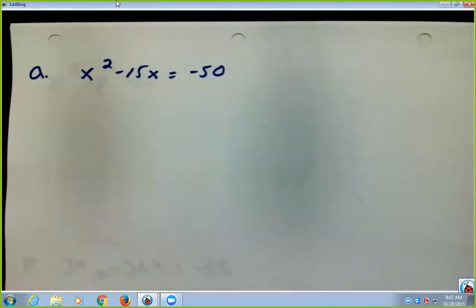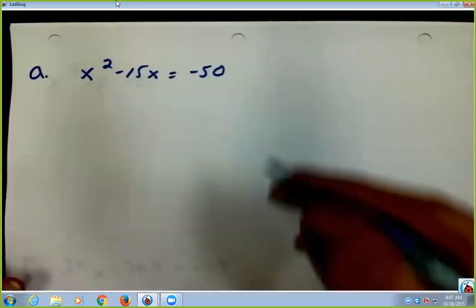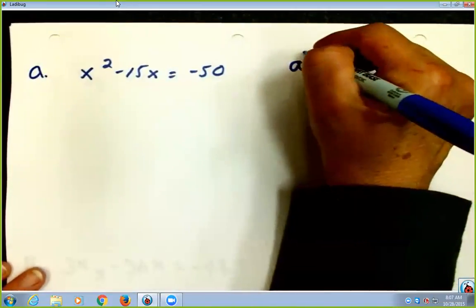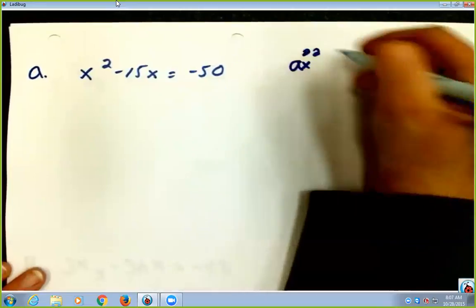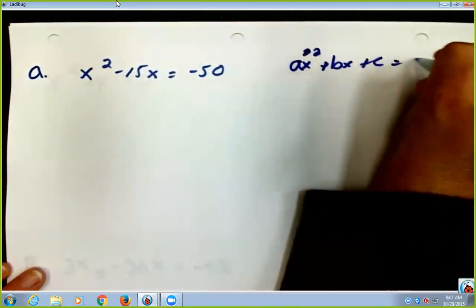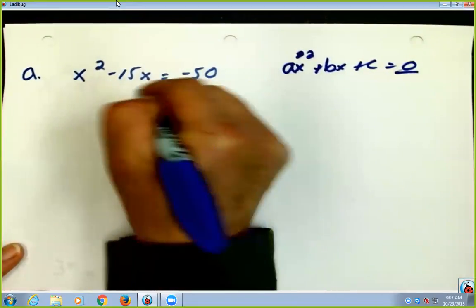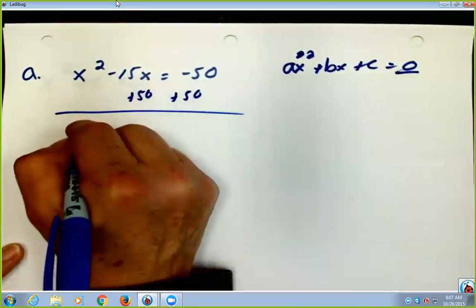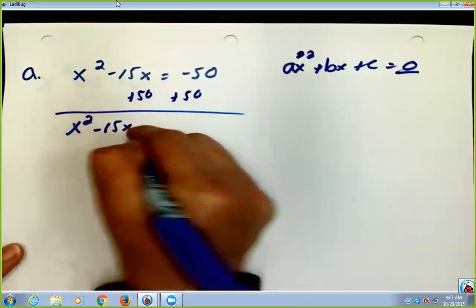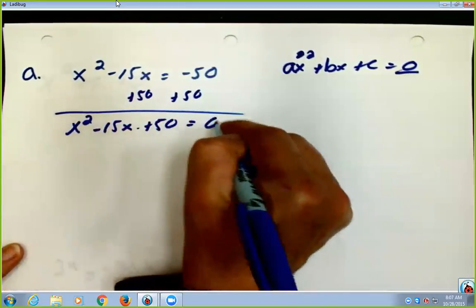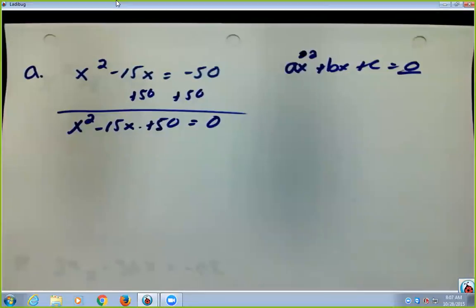So if this were my first one, is it set equal to 0? You need to get it in that standard form of ax squared plus bx plus c is equal to 0. We always want to have a 0 connected in there when we do these. So it's not, so I need to add 50 to both sides. I end up with x squared minus 15x plus 50 equals 0. Now I have it where I could take a look at this and factor it.